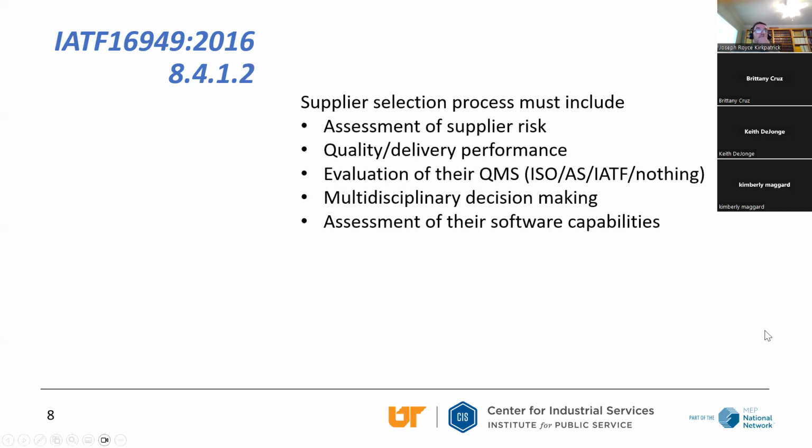Here we go. Supplier selection process needs to include an assessment of risk. We talked about that earlier. We've got to include a risk analysis when we're selecting suppliers. Their quality and delivery performance or ability to perform. An evaluation of their quality management system. Are they ISO? Are they AS? Are they IATF? Or are they nothing?